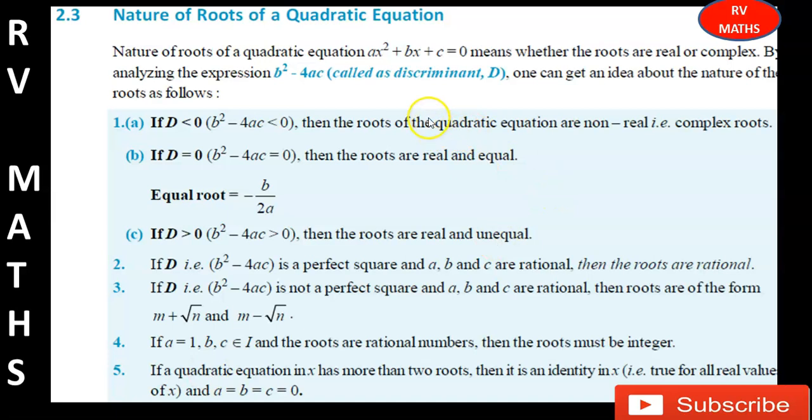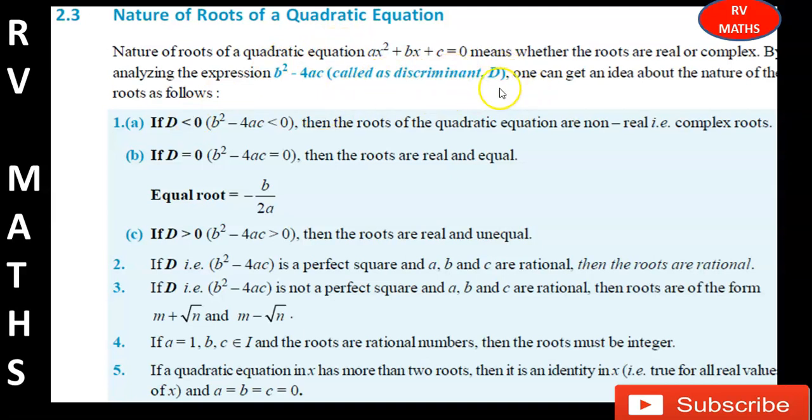Next important topic is the nature of roots of a quadratic equation. That means without finding the roots, we are going to find out its nature. In order to find out the nature of a quadratic equation, you have to find out what is called the discriminant, which is given by the formula b square minus 4ac, which is always denoted by the capital letter D.